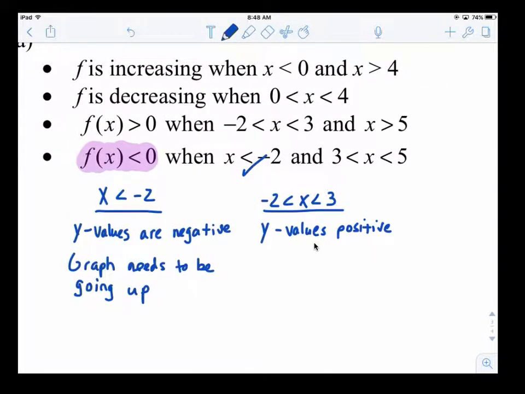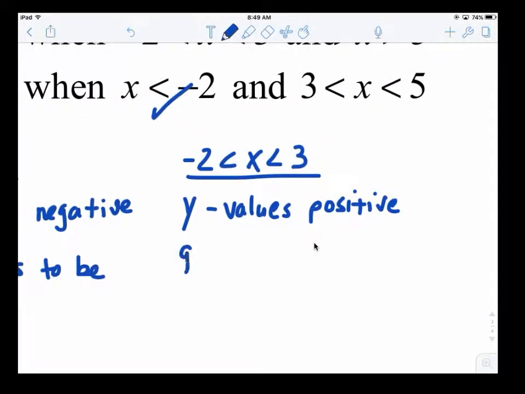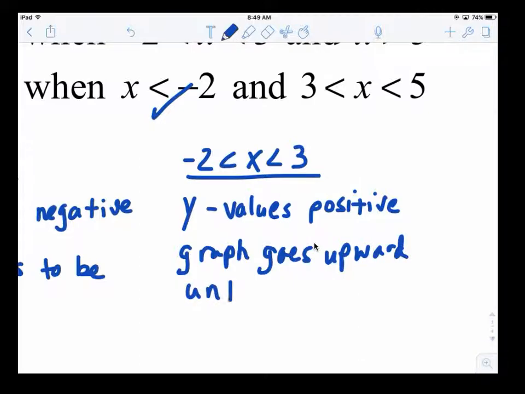Okay. Now what else do we know? So look for in between this interval. So it looks like x is less than 0. So right up until I get to about 0, I still need to have the graph going in an upwards direction. So graph goes upward till 0.